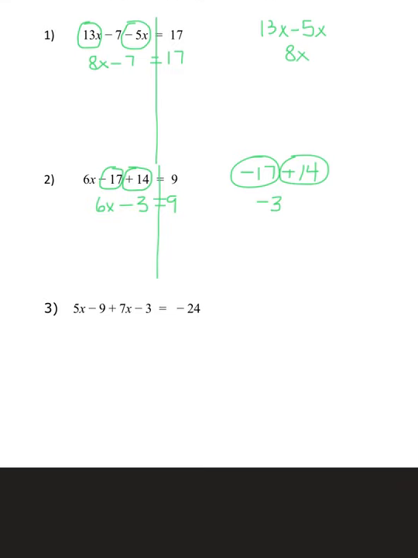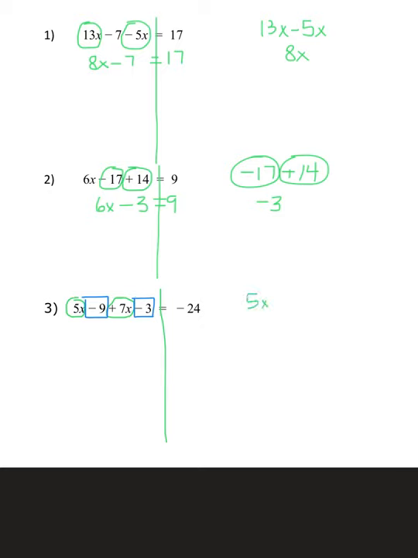Last equation, we have 5x minus 9 plus 7x minus 3 equals negative 24. So the first thing I need to do is combine my like terms. Looking at the left side, I do have a 5x, and I do have another variable x term of plus 7x. Then I also do have two numerical terms, so I'll mark these differently. I have negative 9 and a negative 3. So off to the side over here, I'm going to do like I did before.